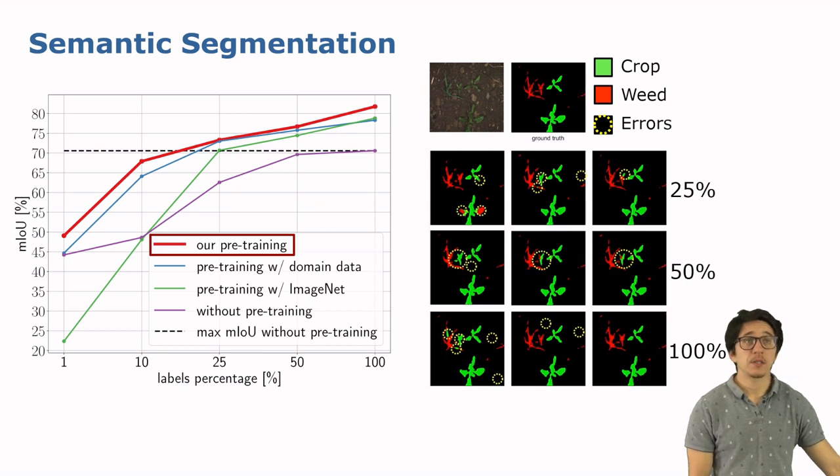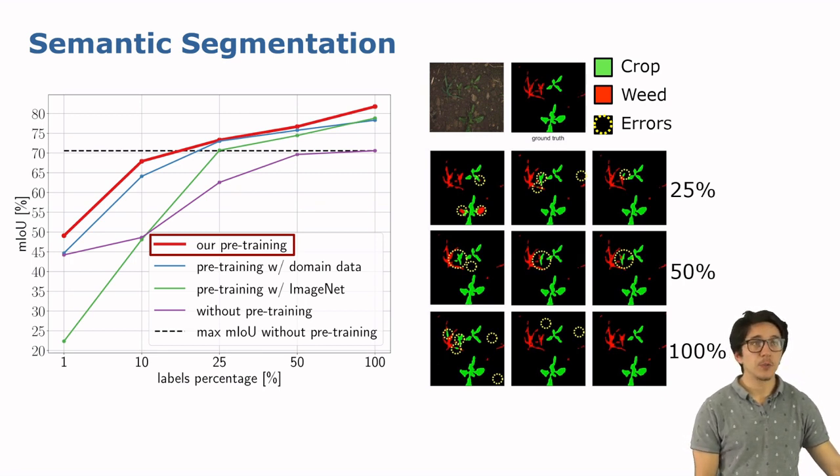Our final experiment on semantic segmentation compares our pre-training to other strategies, such as pre-training on ImageNet, pre-training on domain data but with the augmentation from the literature, and the network without pre-training. We can see that with few labels, the ImageNet pre-training hurts the performance, since the network has no knowledge about the agricultural domain. Using domain data already gives a significant boost, but the best result is obtained combining domain-specific data and augmentation.